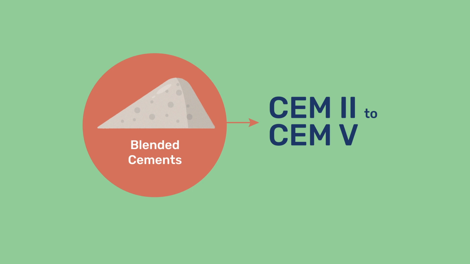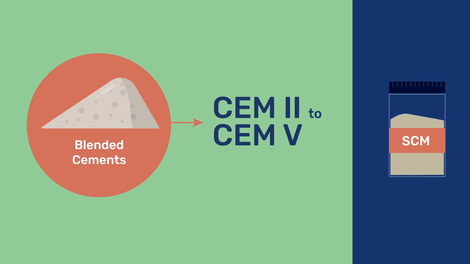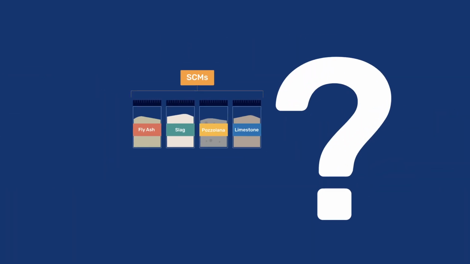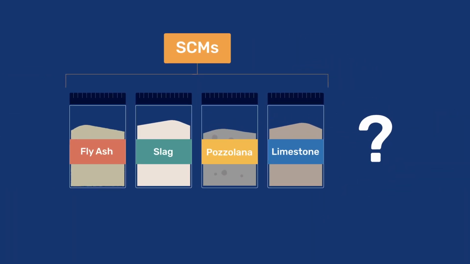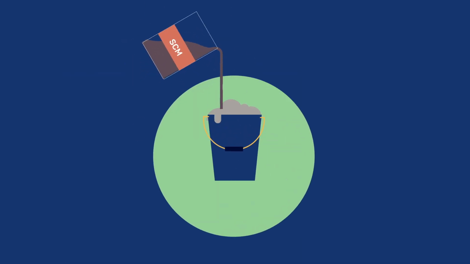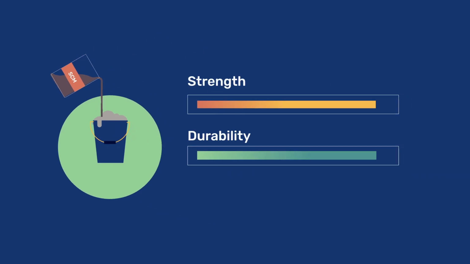Denoted CEM II to CEM V, these blended cements incorporate different types and amounts of SCMs. As shown in this figure, the proportion of SCMs in cement increased until about 2010 and then stabilized, probably as a result of lacking supplies of suitable SCMs, ones which, at increasing substitution levels, do not compromise key properties such as strength and durability.